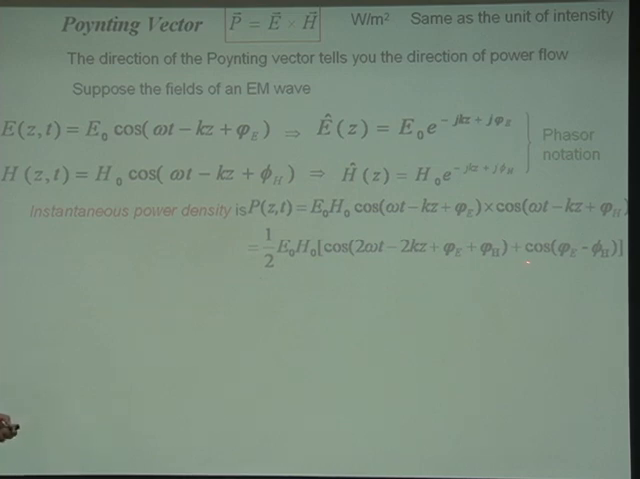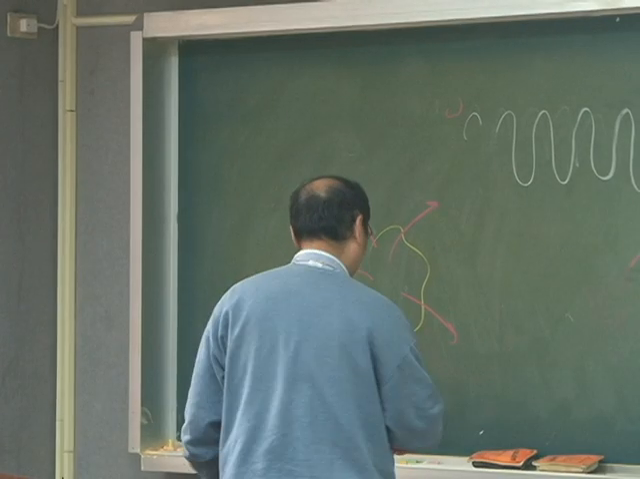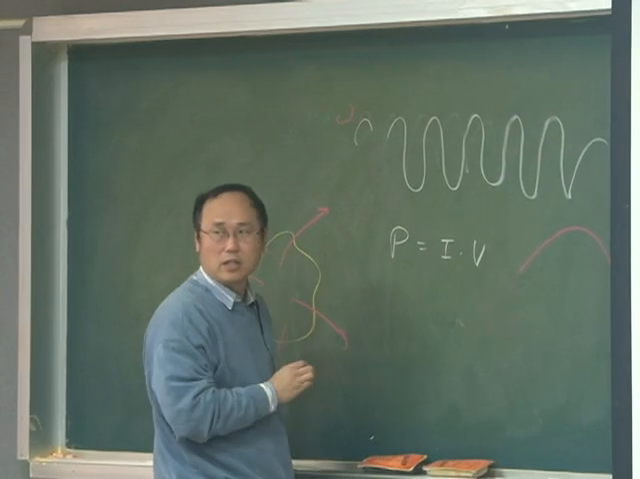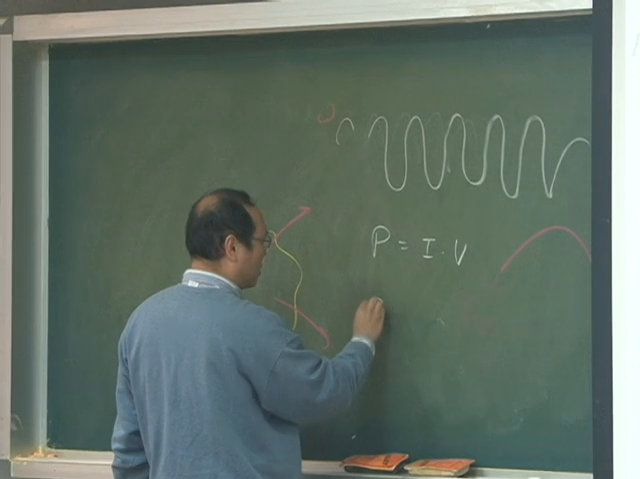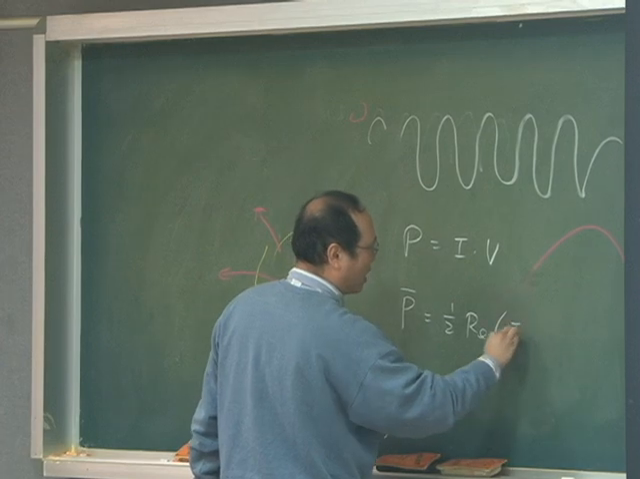So this term is very important. This is the average energy. If you average it over a long time, this is the only term you care about. And how do you calculate this term? We talked about it a long time ago when I talked about the IV, the power equal to I multiplied with V, but the average of this power is equal to 1/2 real part of I V conjugate.